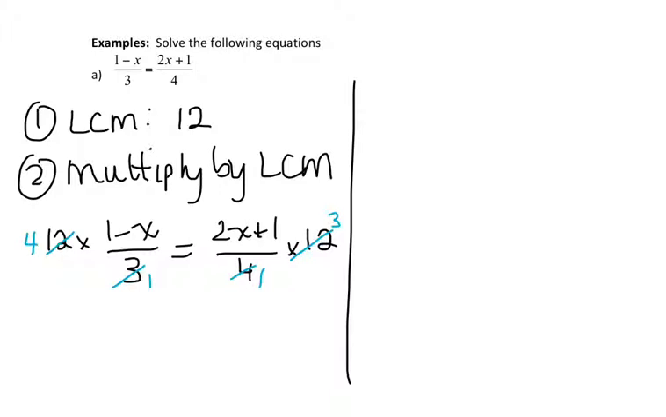Now I need to multiply out, and I need to be super careful to multiply by this whole thing. Remember how I said last video that division signs act like parentheses. So this is going to turn into 4 minus 4x equals 6x plus 3. And now I'm just going to solve as normal.